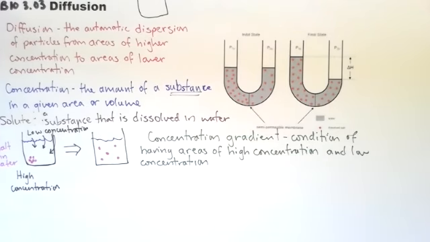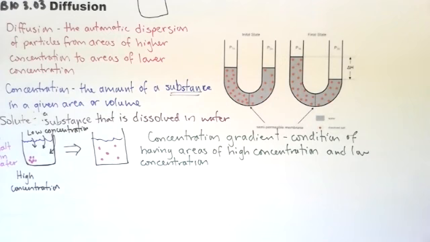Let's go ahead and recap this. So what's our takeaway? Well, we had some vocabulary. We've got diffusion, concentration, solute, and concentration gradient. Diffusion is a natural process that takes place when we have areas of high concentration and low concentration. Concentration is the amount of substance in a given area or volume. And it always goes from high to low if it's just happening naturally.